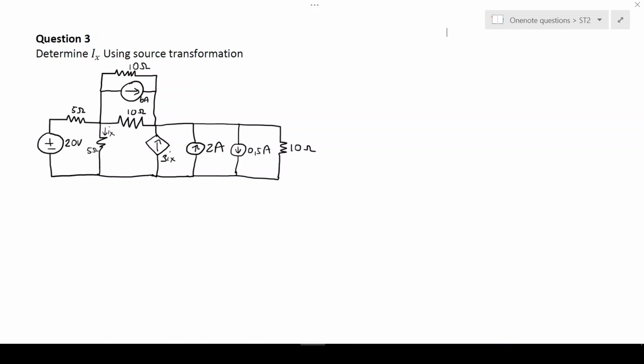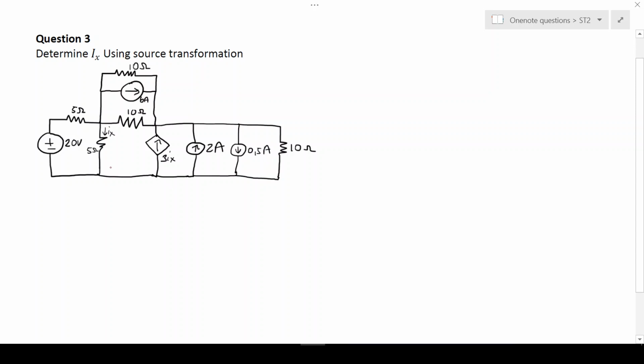Hello everyone, and welcome to this example recording on source transformation. So this question reads, determine Ix using source transformation. If we quickly analyze this circuit before starting, we'll notice that it has a combination of dependent as well as independent sources. And we will remember that source transformation is not only applicable to independent sources, it's also applicable to dependent sources.